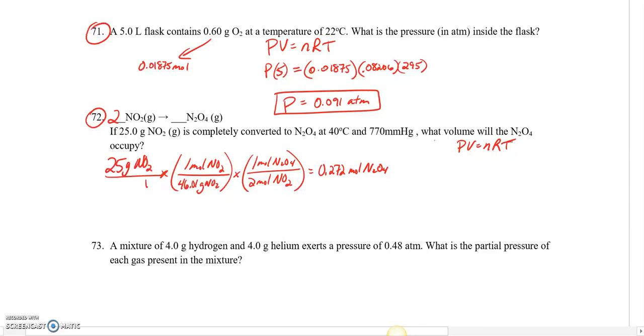Change 770 millimeters of mercury to atmospheres, which is 1.01 atmospheres. Moles is 0.272. R is 0.08206. Temperature, we're going to add 40 degrees to 273, 313. Solve for your volume of 6.9 liters of N2O4.